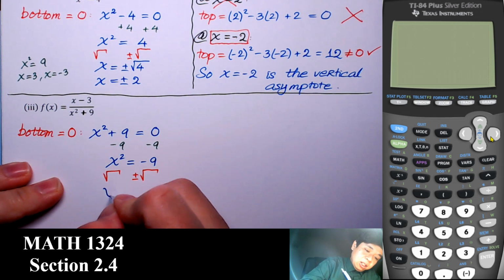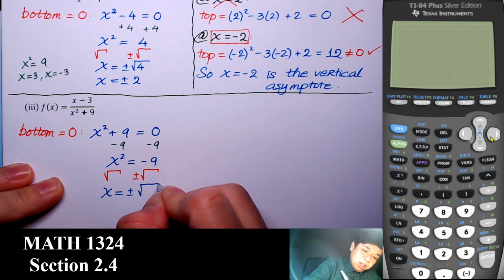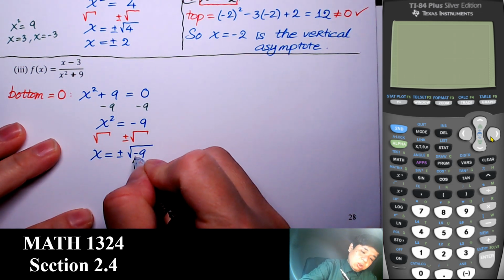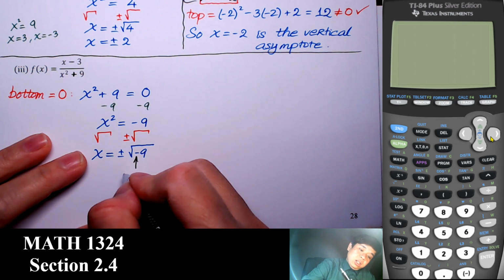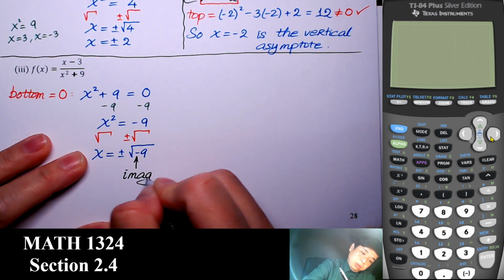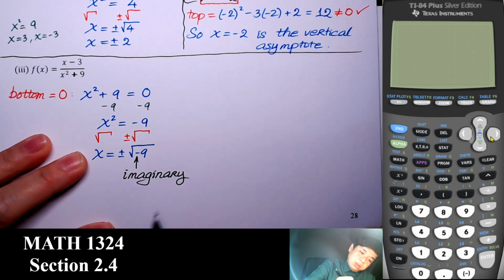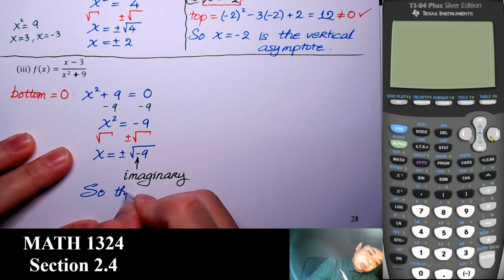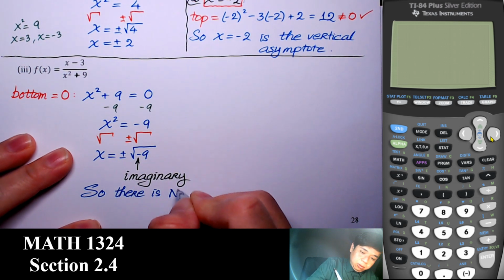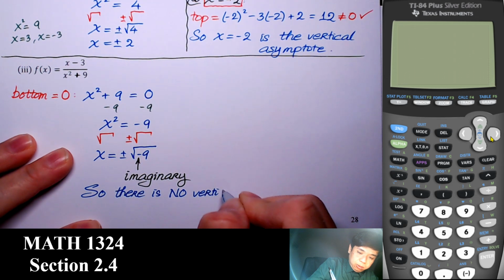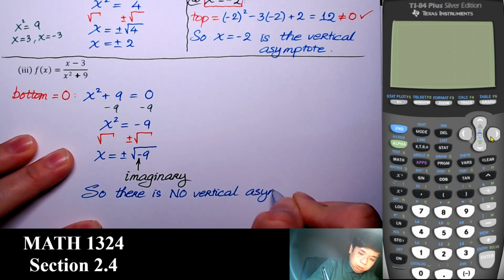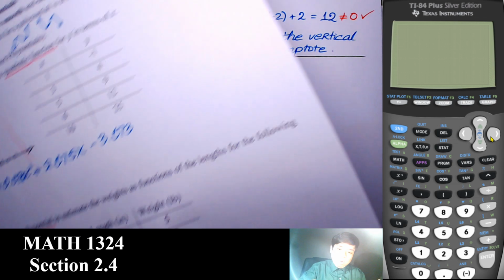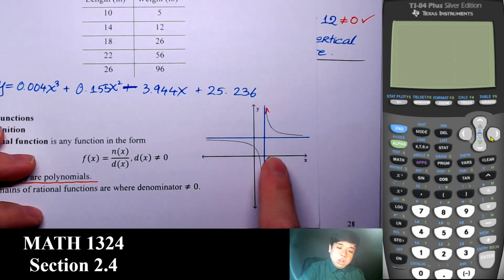That gives us x equal to plus or minus square root of negative 9. Right. So in this case, what we have here is a negative inside the square root. The answer is going to be imaginary. So in this case, we have no vertical asymptote. Because the vertical asymptote is where the function is approaching when x goes to a number.